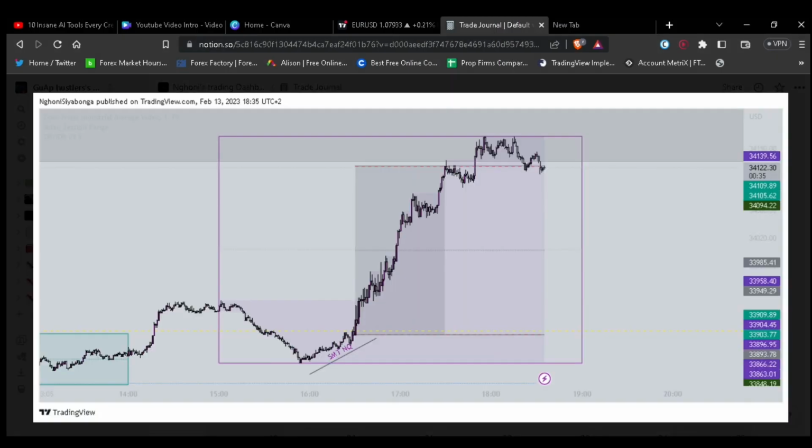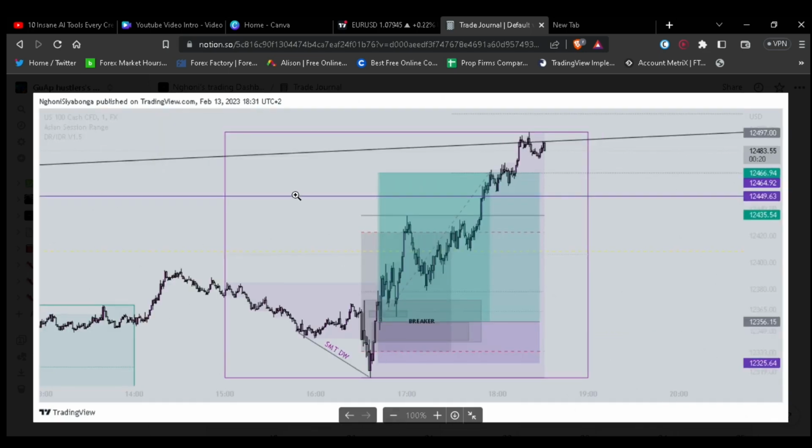I'm here in my Notion journal. I have Dow Jones opened here. This is a past trade that I took personally. If you look, we failed to make a lower low. I trade the Judas swing, the opening range from 9:30 to 10:30. So if you look there, we failed to make a lower low.